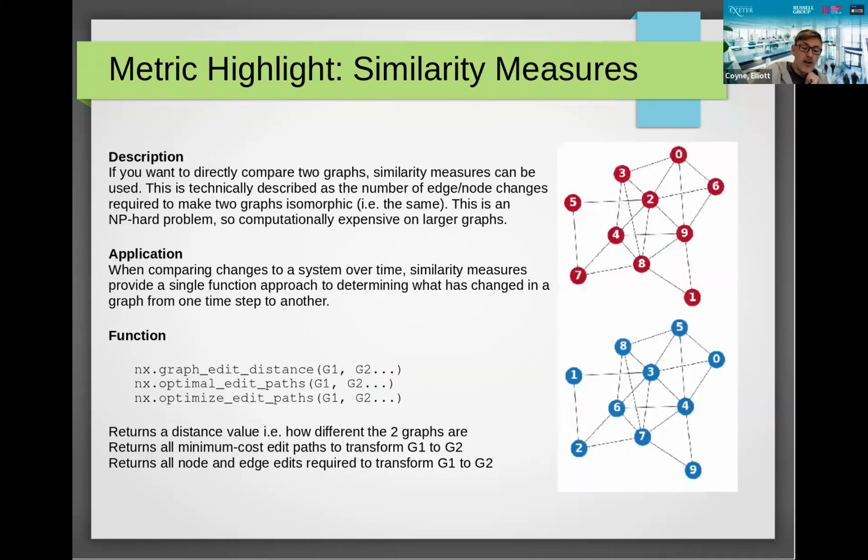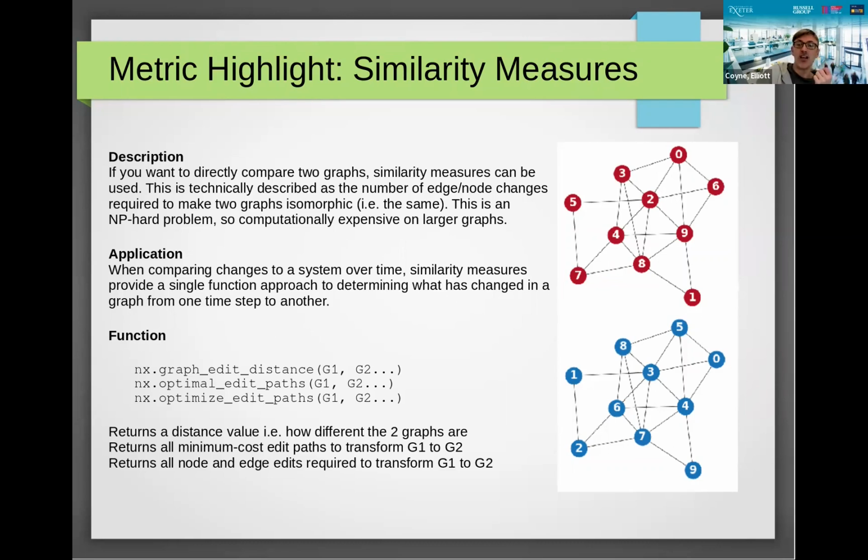Next, last but not least, is looking at the similarity measures. Again, this is looking at the changes that may occur in a system over time. It was like this, it's now like that, so what changes have occurred? What it's trying to do is look at the minimum cost to change from one structure to another, and it's really used when you're comparing systems over time.